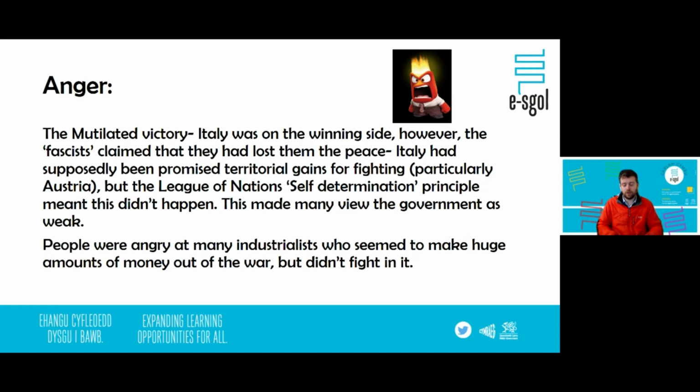Furthermore, people were angry at the industrialists, who seemed to make huge amounts of money out of the war, but didn't even fight in it. And that money, as we've seen, wasn't being redistributed between North and South, so people didn't feel that money was being used to ultimately improve things back home for them. And that creates anger, and anger is a bad thing for any government.